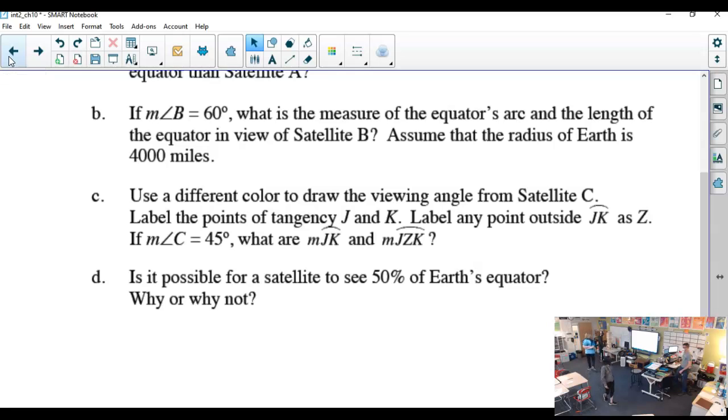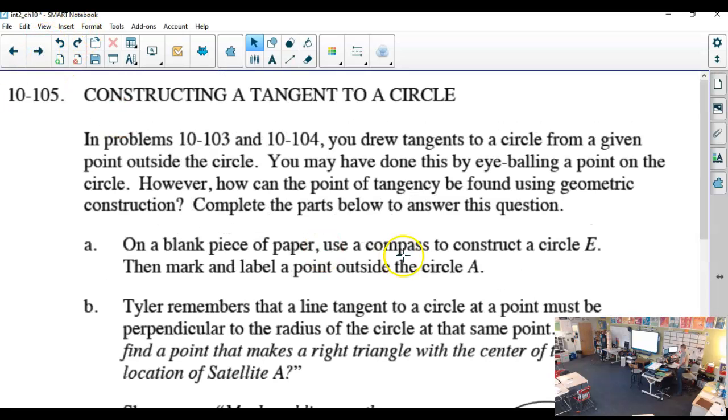Either you can draw a new circle or you can use the equator type circle on your paper, but I don't think that's going to be the easiest option. Could I use this pencil? Yeah, you probably got to sharpen it. You could use your shapes template if you want to do a circle. Or you can just use a compass to make a circle.